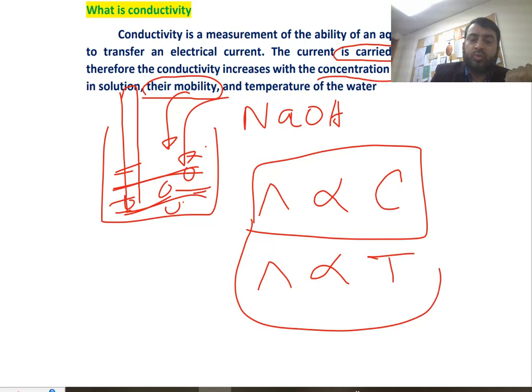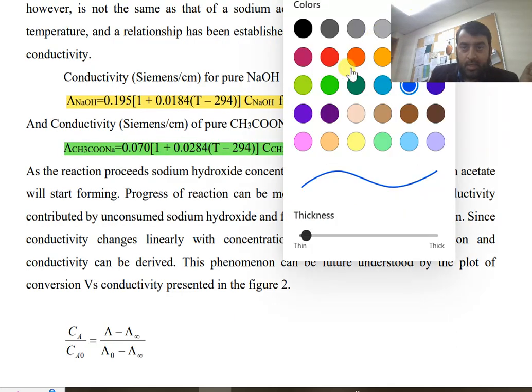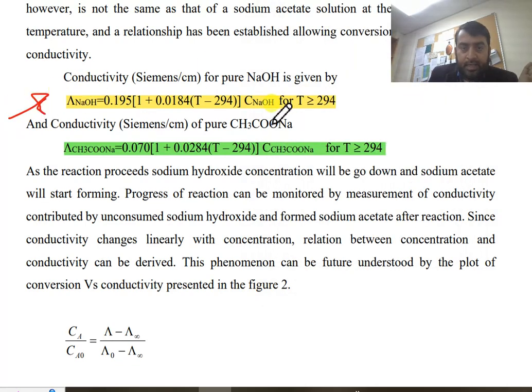Based on these two facts, we have a correlation that was developed by doing different measurements, finding conductivity with temperature and concentration. If you see your lab manual, you will find this one. For NaOH, conductivity is linear with concentration, this is C NaOH, and then linear with temperature. These numbers come from regression. You measure conductivity at different concentrations and different temperatures, and then you do regression and come up with this type of correlation.